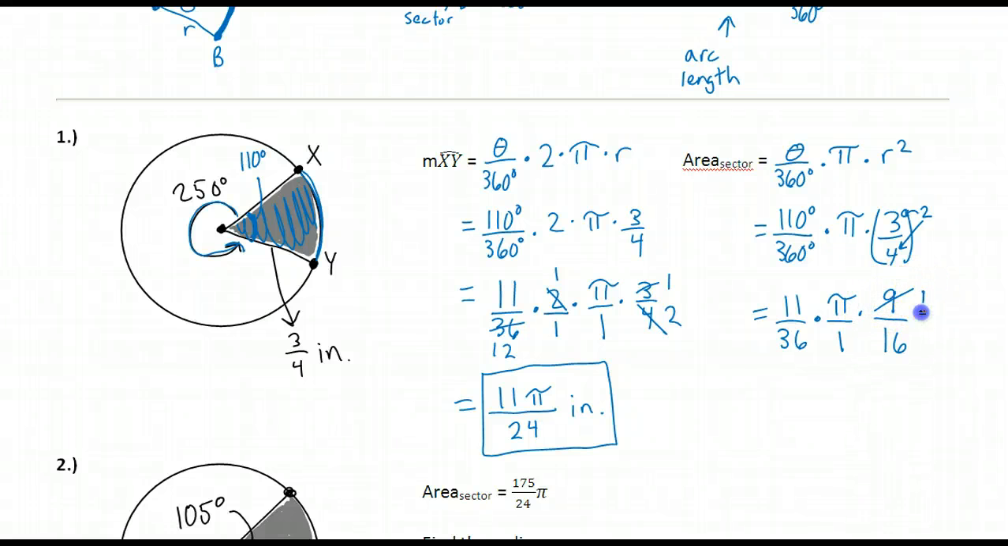9 divided by 9 is 1. 36 divided by 9 is 4. Now in the numerator I have 11 times pi times 1, which is 11 pi. And in my denominator, 4 times 1 times 16, 4 times 16 is 64. So the area of my sector, the area of this wedge shape, is 11 pi divided by 64 inches squared.